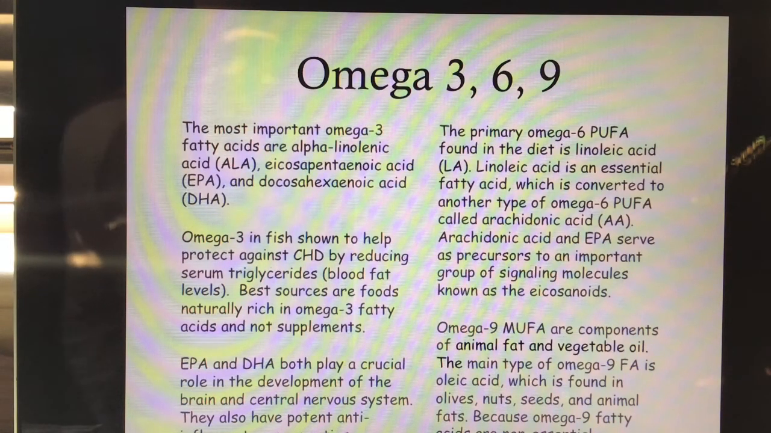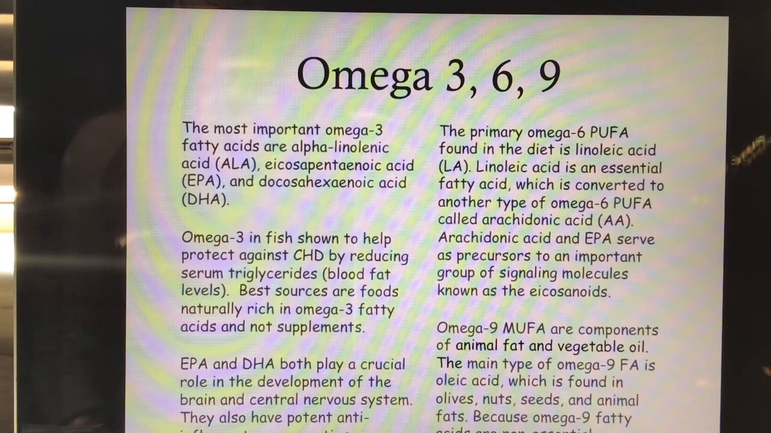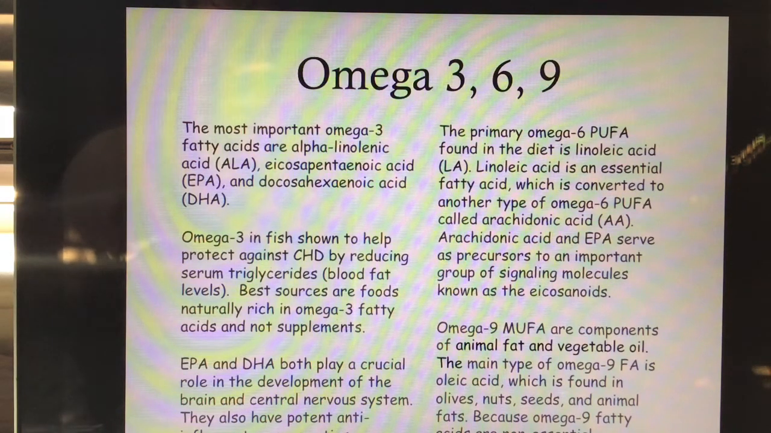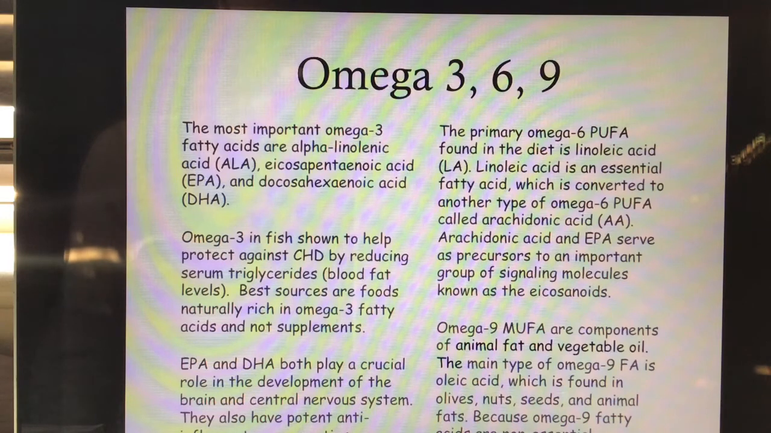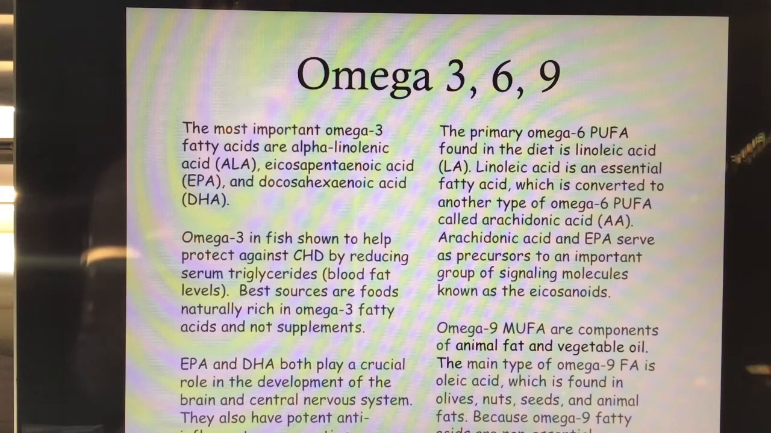Omega-3 in fish are shown to help protect against coronary heart disease, or CHD, by reducing serum triglycerides, and these are blood fat levels. The best sources are foods naturally rich in omega-3 fatty acids and not supplements. So although you can get omega-3 and omega-6 fatty acids, sometimes they're put into your eggs, sometimes they're in cod liver oil, the best place to get them is from your food. EPA and DHA both play a crucial role in the development of the brain and the central nervous system. They both have potent anti-inflammatory properties.